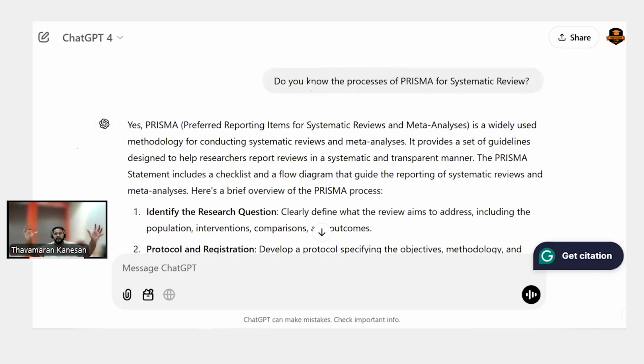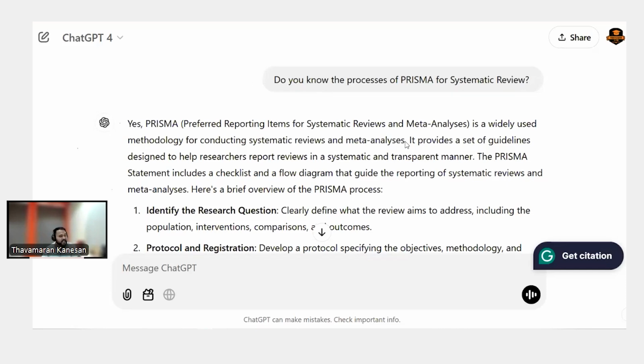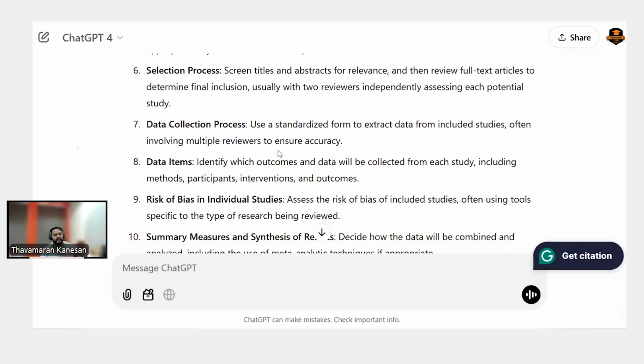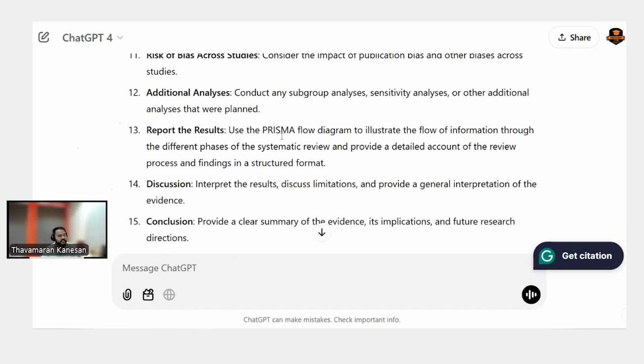I go from broad to get the attention and slowly focus down to the specific area that I want to query. So that's why I start with PRISMA for systematic review. Then from there, the AI gives me all the information about PRISMA, which is not really important, but I just want to get the first attention to a very specific focus on systematic review itself.